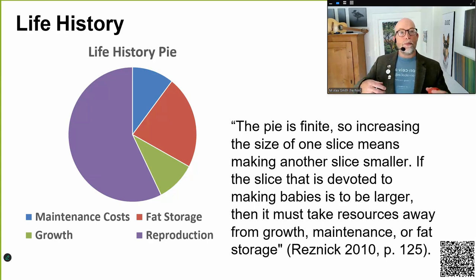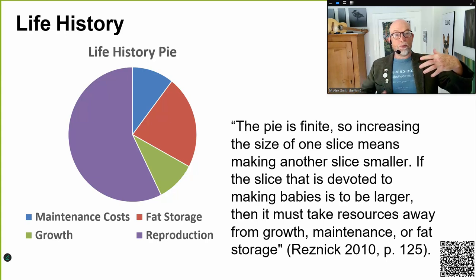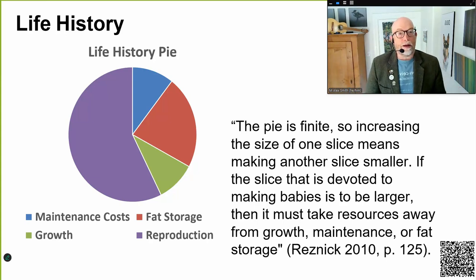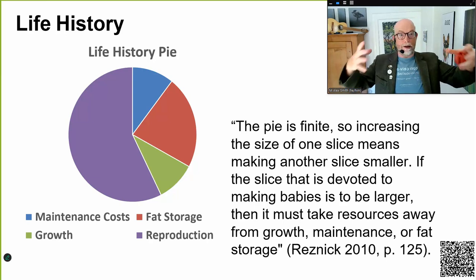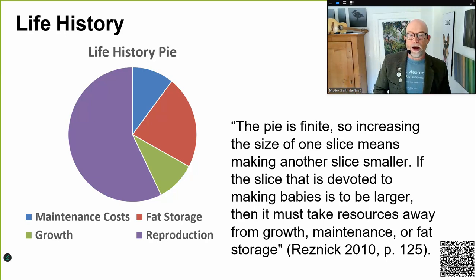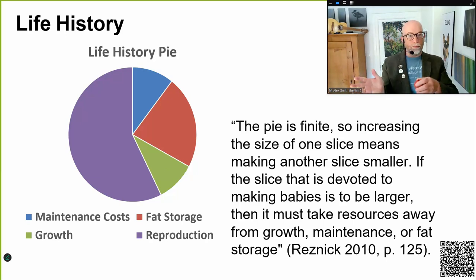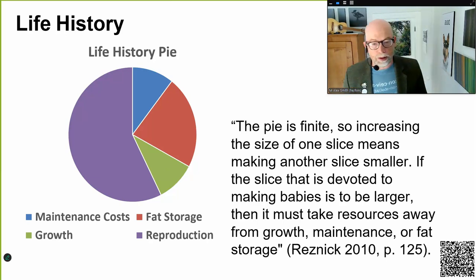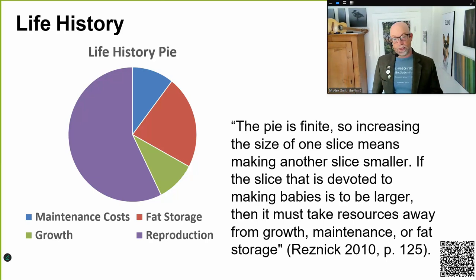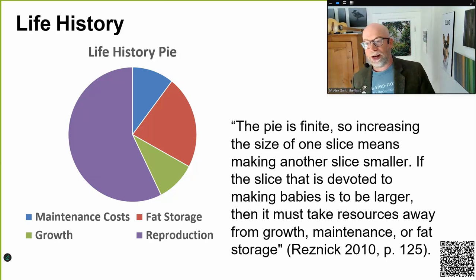So if we think about all of these traits associated with somatic growth and metabolism, and traits associated with reproduction, they're all being drawn on in an energetic perspective from a pie, right? So this is the analogy of the pie, that you have a finite pie where maintaining your body is going to cost something, preparing your body for bad times is going to cost something, reproducing is going to cost something, and growing is going to cost something. And if one part of you is devoted to making babies to be larger, then that's going to take away resources from growth, maintenance, or fat storage.